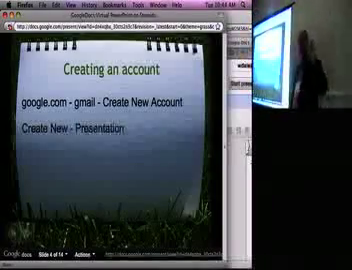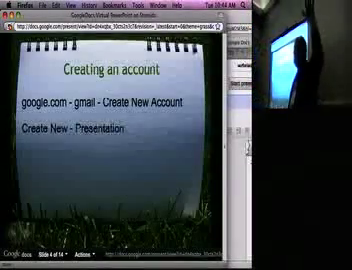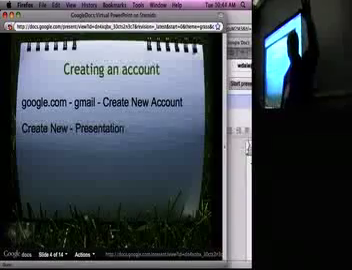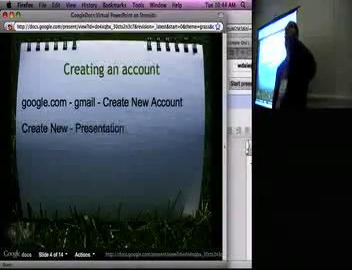Those people at a computer who do not have a Google account. Wow, only one. That's cool. We're going to go through really fast because there's a couple of things.